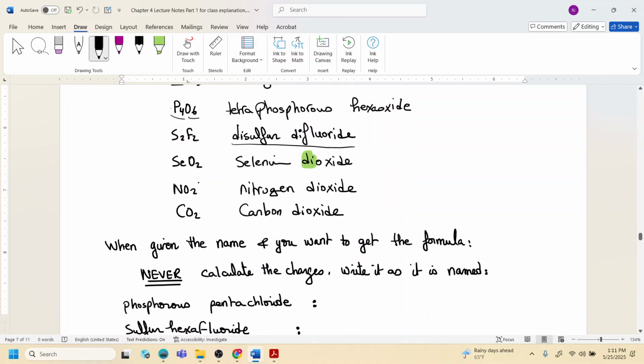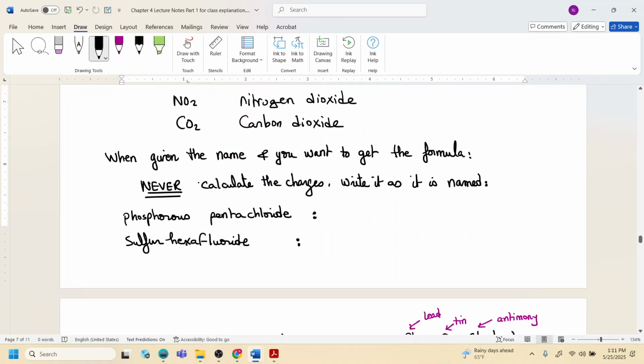Okay? So when given the name, you want to get the formula. Never, ever, ever calculate the charge. Just write it as it is named. So phosphorus pentachloride. Penta stands for 5, right? So that is going to be phosphorus is the P. And the pentachloride, you do have 5 fluorines. Sulfur hexafluoride, this is a sulfur, and you do have 6 fluorines. Okay? I write it as SF6, not S6F. S6F means I have 6 sulfurs, and I don't have 6 sulfurs in here. It's just 1. So just pay attention to that.